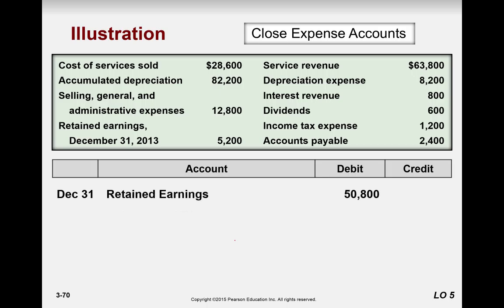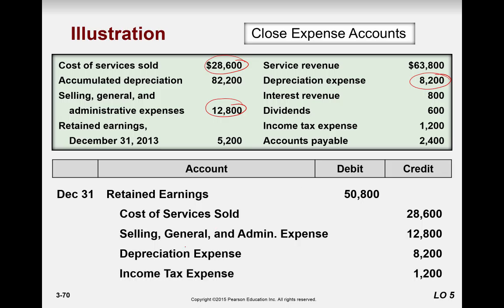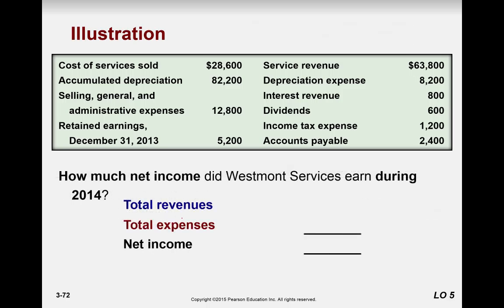Now we are actually going to do our cost of services, because that's an expense, cost of goods sold, our selling, general, and admin expenses as well, and our depreciation expense. All are expenses that get credited and we debit retained earnings, including income tax. Now we just need to close the dividends account. So in this case, dividends has a normal debit balance, so we're going to credit that and debit retained earnings.